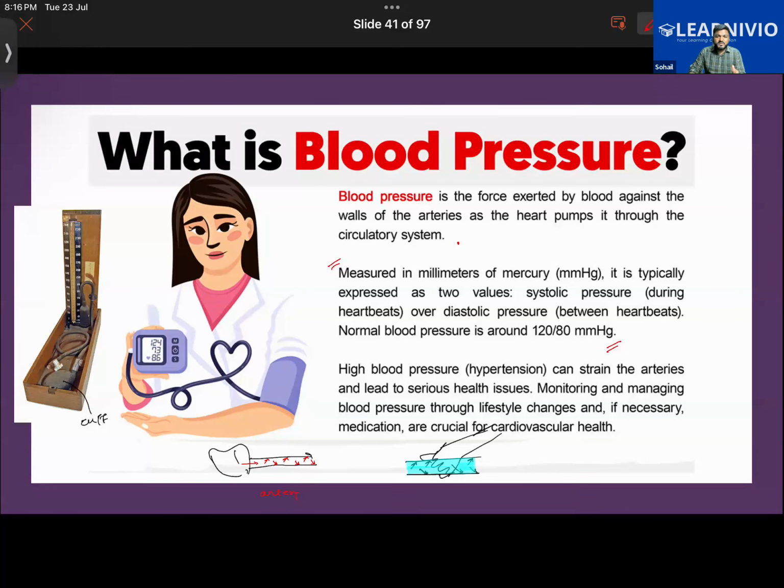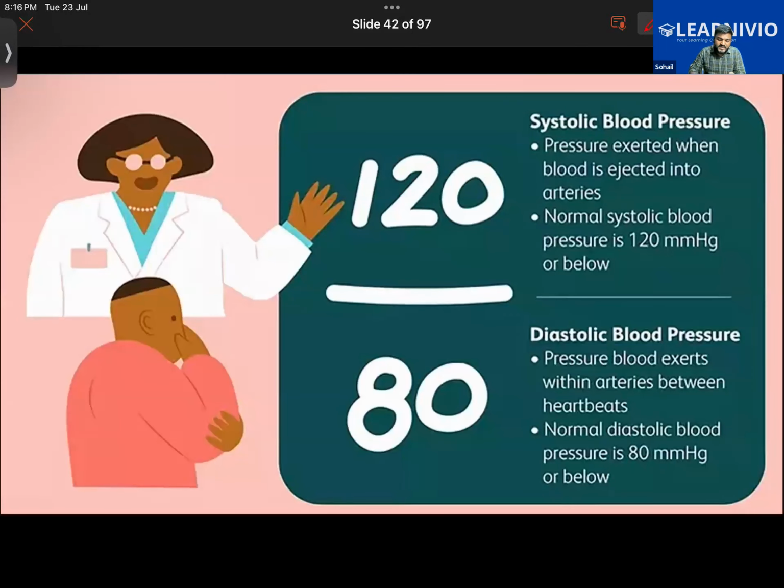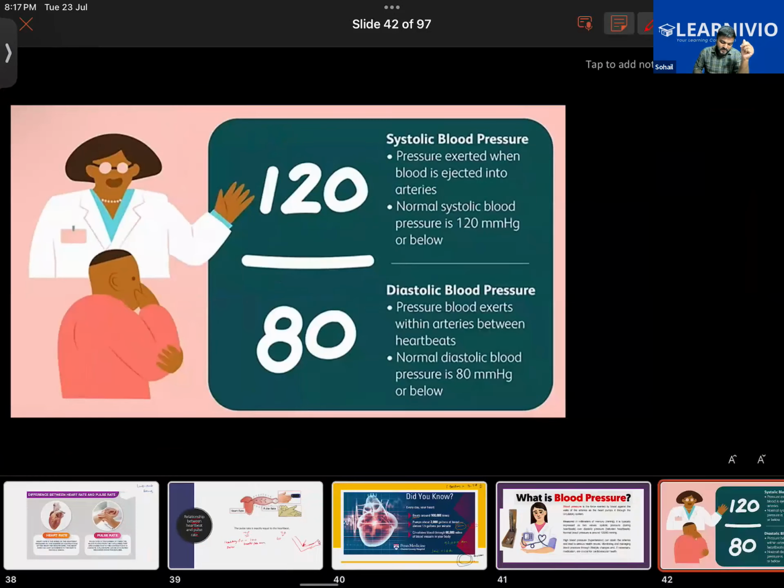Talking about the systolic pressure, first of all, it's the pressure exerted when blood is ejected into the arteries, meaning when the heart has contracted. At that time, the blood is pumped into the artery. It's the top number, 120, and it refers to the amount of pressure experienced in the arteries while the heart is beating. Talking about diastolic blood pressure, it's the bottom number, and it refers to the amount of pressure in the arteries while the heart is resting in between heartbeats. Have a look at this animation. That concept will be quickly clear.